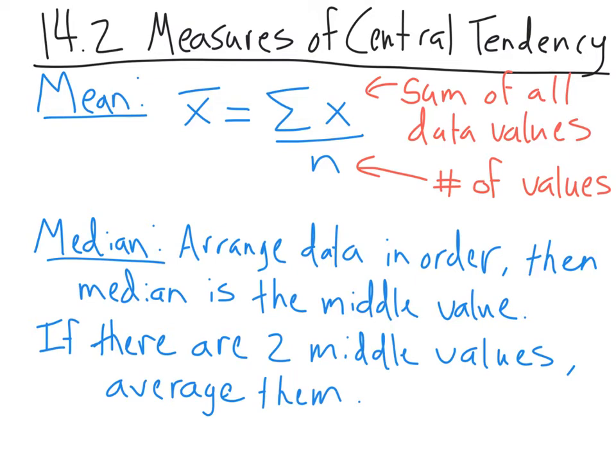Median is the next one. For the median, you need to arrange the data in order. This can be either increasing order or decreasing order. And then you're going to pick out the middle value. Now, if you have an odd number of values in your data set, then there will be one exact middle value, and that will be your median. If you have an even number of values in your data set, that means there's going to be two values in the middle. There won't actually be a single middle value. So you're going to take those two middle values and average them, which just means you add them together and divide by 2, and that'll give you your median.